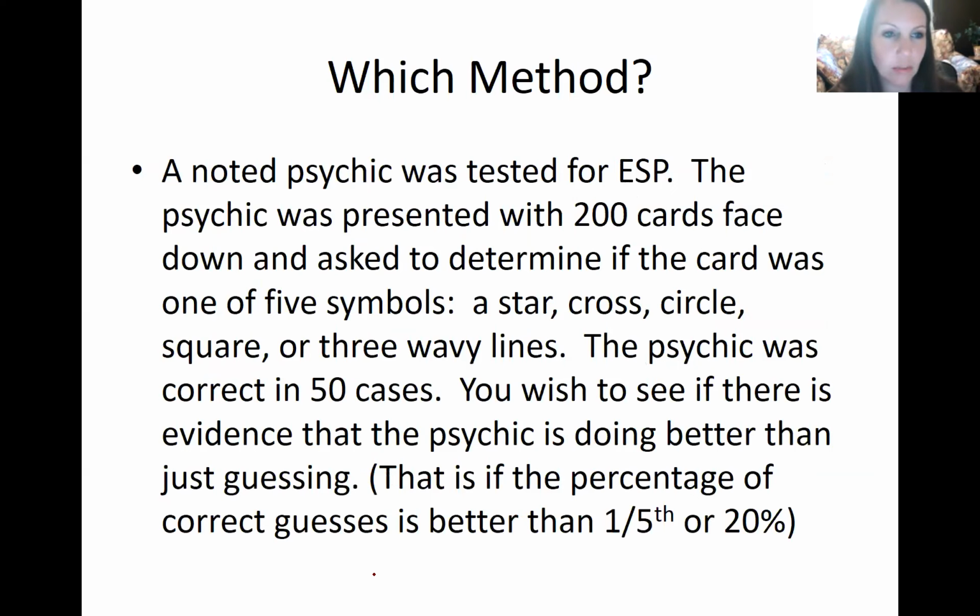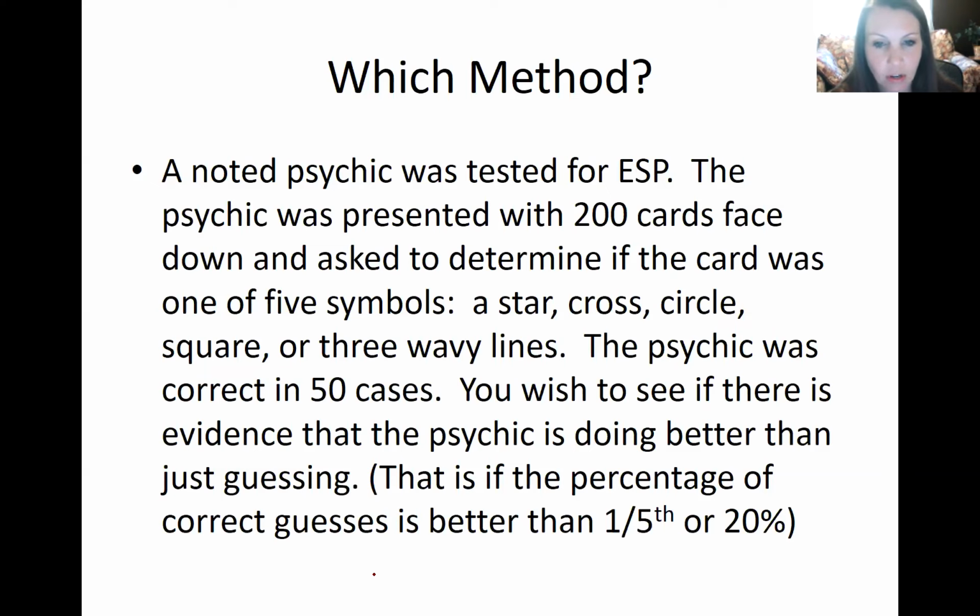All right, next one. A noted psychic was tested for ESP. The psychic was presented with 200 cards face down and asked to determine if the card was one of 5 symbols: a star, a cross, a circle, a square, or 3 wavy lines. The psychic was correct in 50 cases. You wish to see if there's evidence that the psychic is doing better than just guessing. That is, if the percentage of correct guesses is better than 1/5 or 20%.